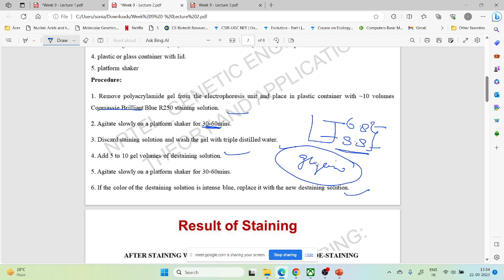Now that you have completed your electrophoresis, your sample has run. Now you want to stain it to see the places where protein bands have come. For that you stain it with Coomassie blue and then you destain it with the help of destaining solution. So electrophoresis is what we are talking about.